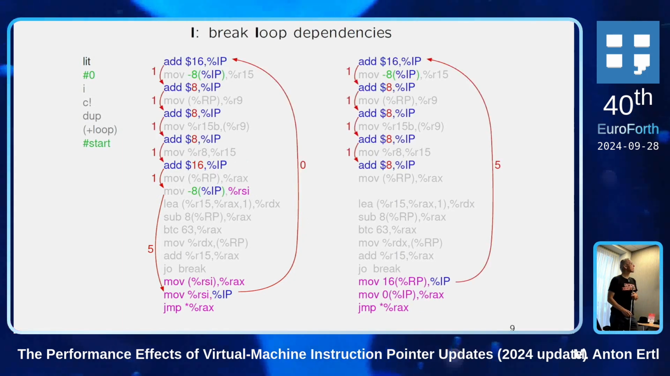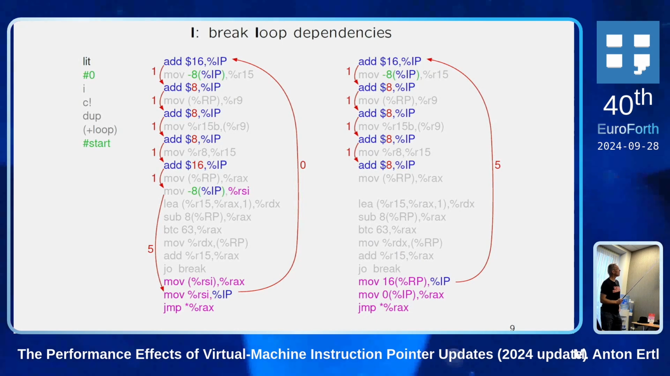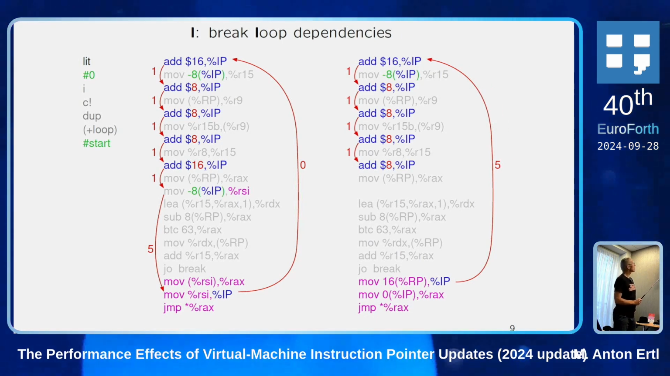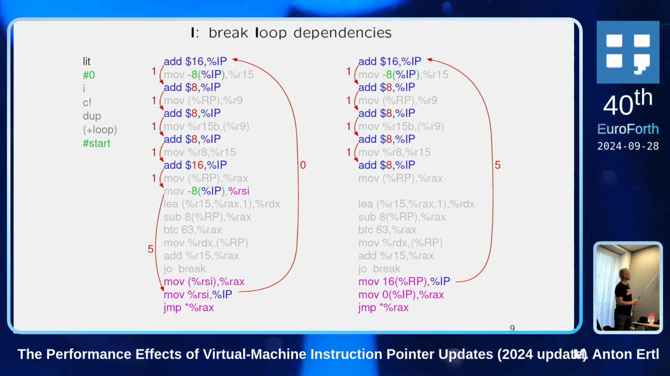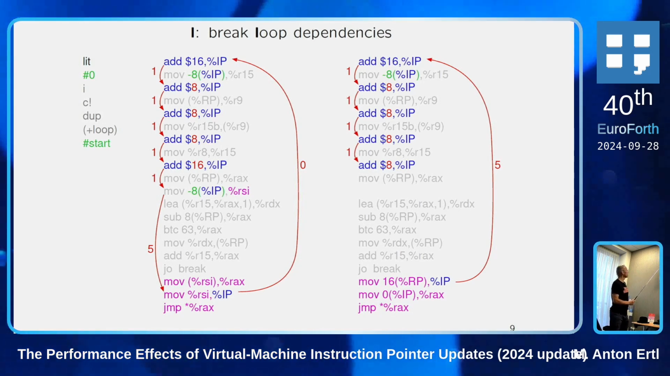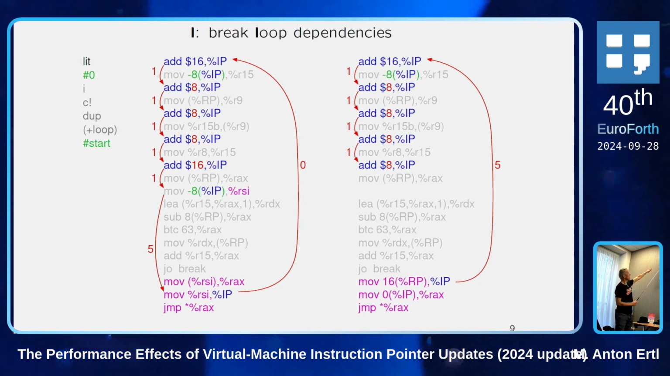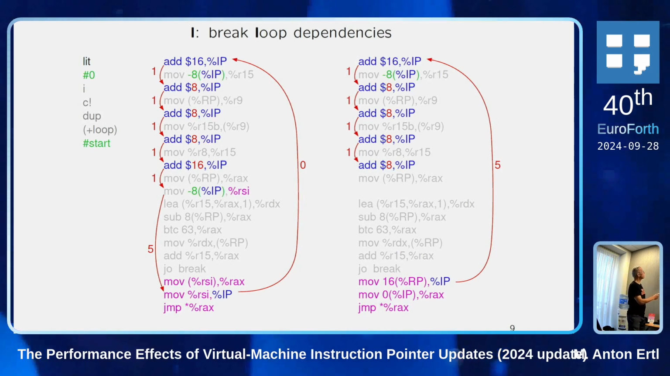So another optimization. We go back to the start, where we still have 10 cycles of total latency. Another idea is, instead of loading the start from an immediate argument of plus loop, we change do plus loop such that the do part pushes the start address of the loop, and the plus loop branches to it. So it pushes it on the return stack. And that's what's happening here.